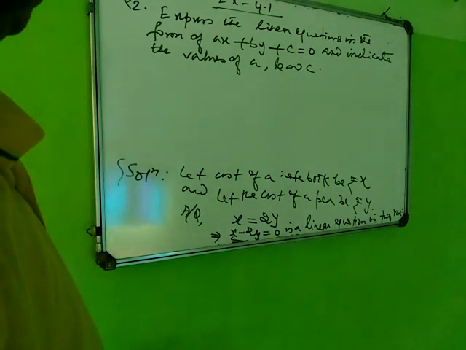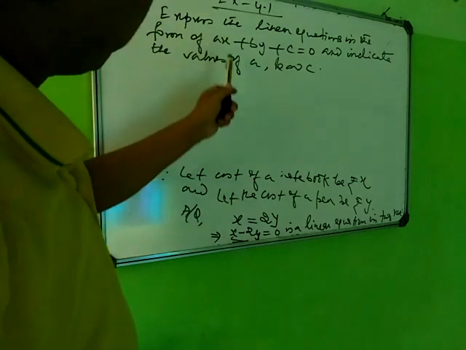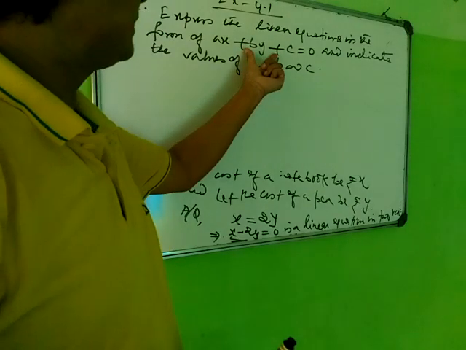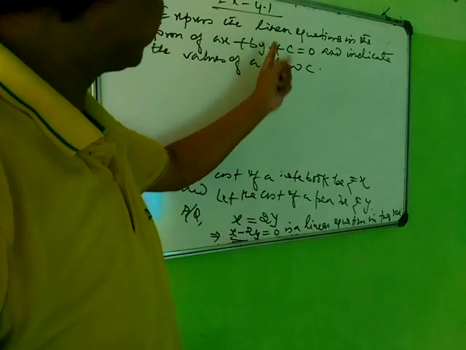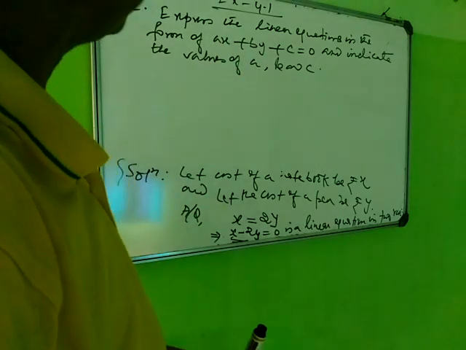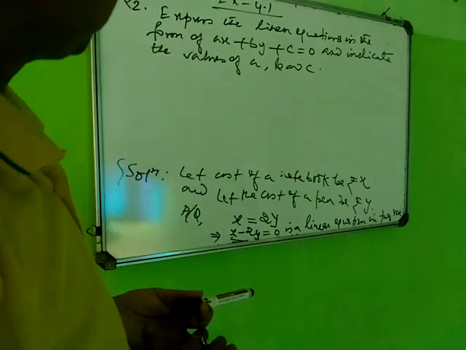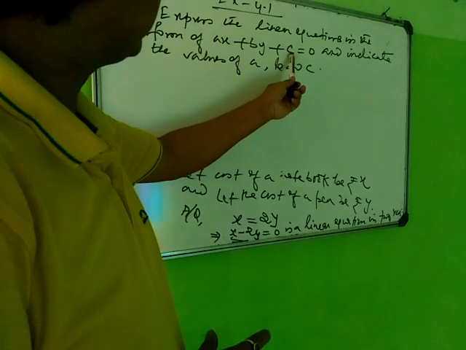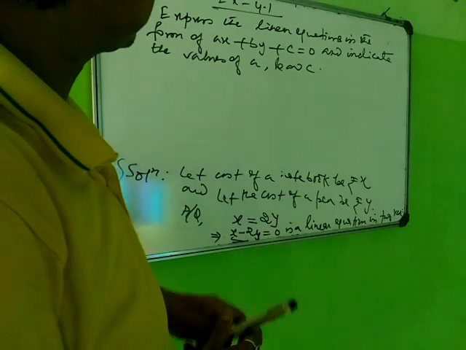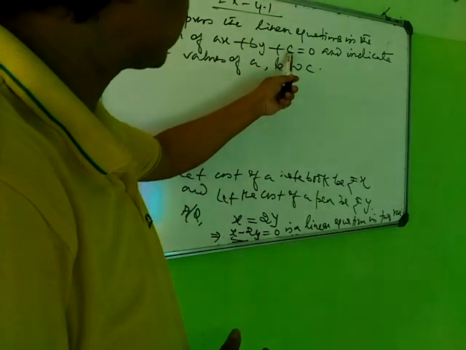Let me tell you first, writing the equation in the form ax plus by plus c equals 0 is called the standard form of linear equations in two variables, that is x and y. The variables are x and y, and a, b, c are three real numbers. Now you are going to express the given equations in this form, and then you will state the value of a, the coefficient of x, b, the coefficient of y, and c, the constant.